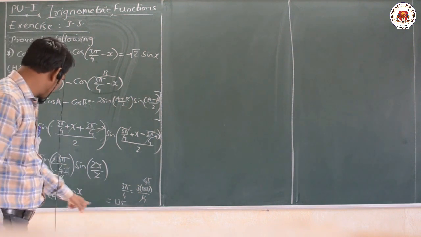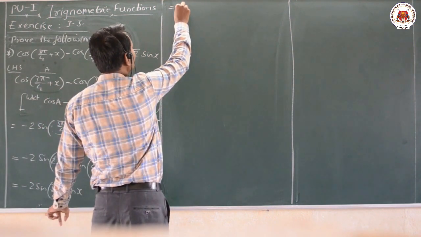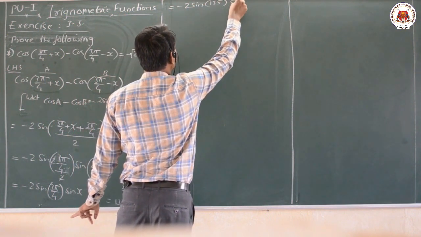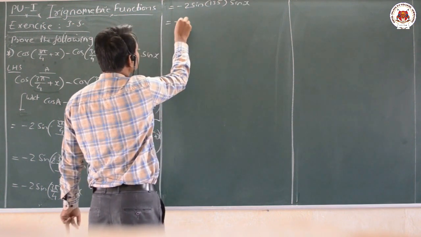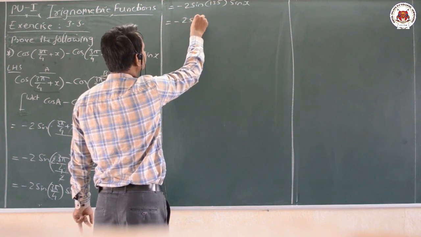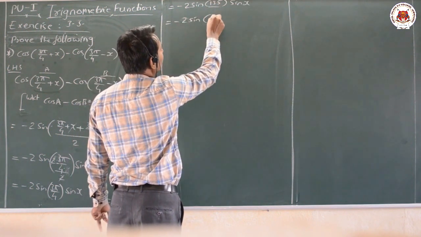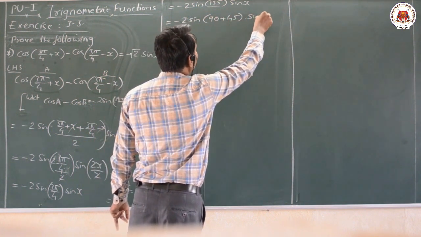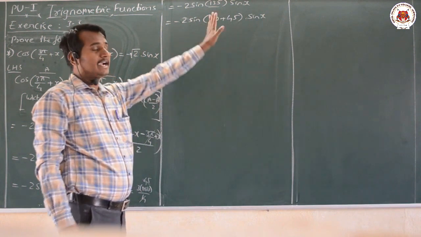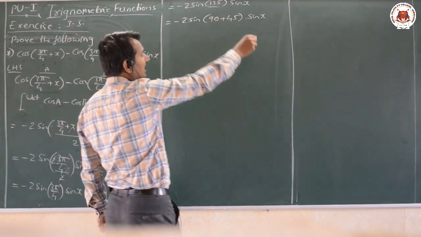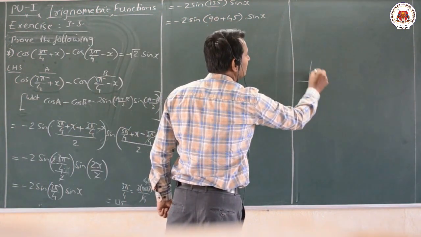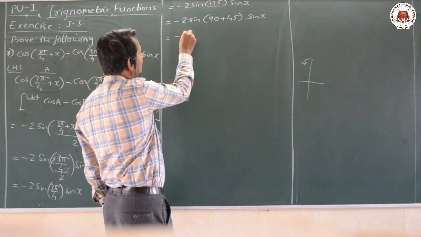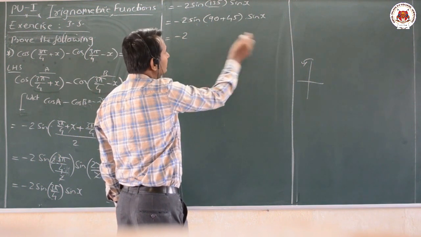Now here I will substitute this value, which is equal to minus 2 sin of 135 degrees into sin x, which is equal to minus 2 sin of, here 135 degrees can be written as 90 plus 45, into sin x. According to the allied angle formula, sin of 90 plus 45, okay dear students, 90 plus theta means it comes in the second quadrant and sin is positive. So here sin changes to what? Cos.